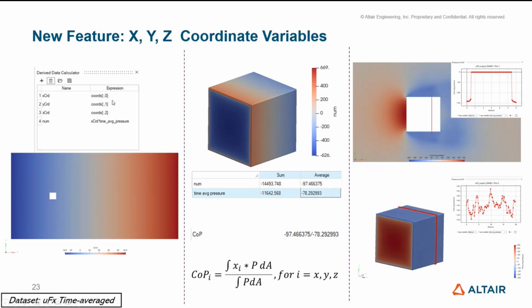So you see we can access XYZ coordinate values, and then I can actually use those in downstream functions to compute. In this case, I just called it the numerator: x times x coordinate times time average pressure to compute essentially the numerator in the center of pressure calculation. So you can see in the center block, I plot the cube surface with that numerator, and then integrate that surface to obtain the integral of the numerator and then the integral of the time average pressure on the cube. And if I divide those two out, that computes the center of pressure.